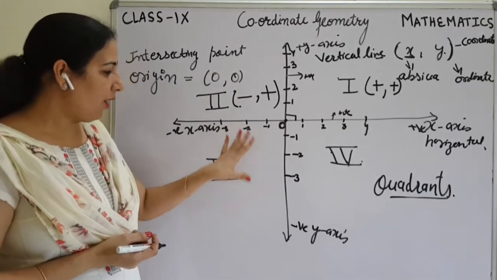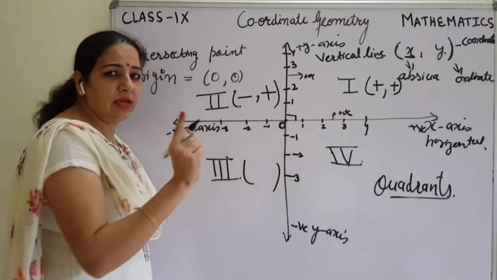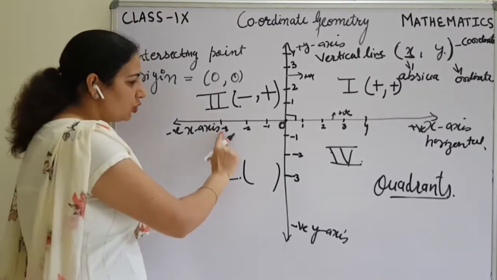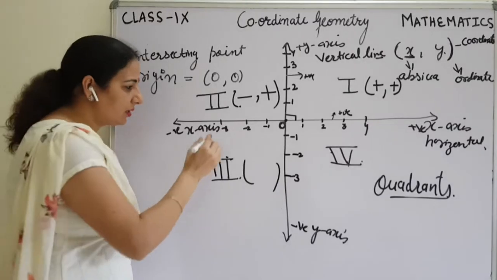Fine students. Now what about the third quadrant? In the third quadrant, first x-axis, always x-axis. So in the third quadrant the x-axis is negative. How are we going to tell about the third quadrant?